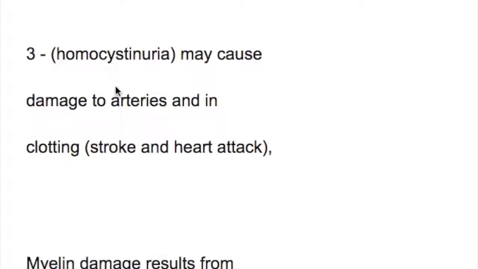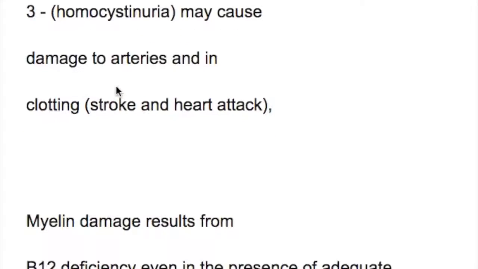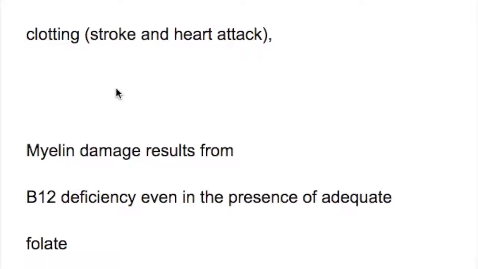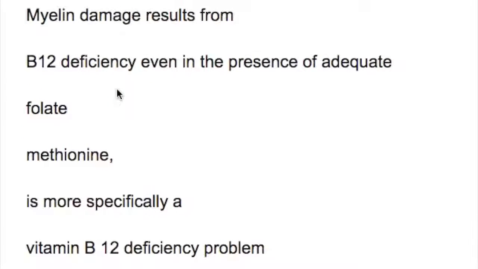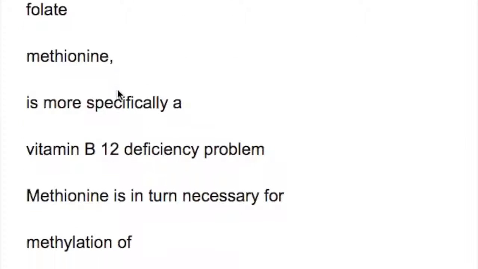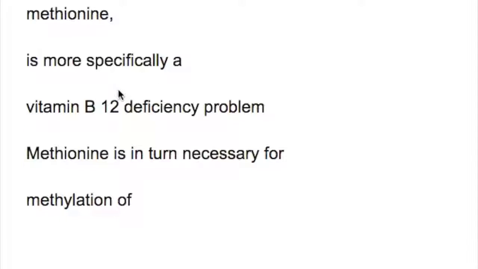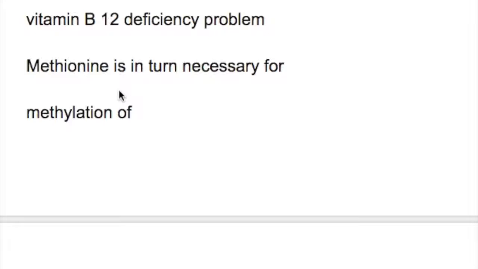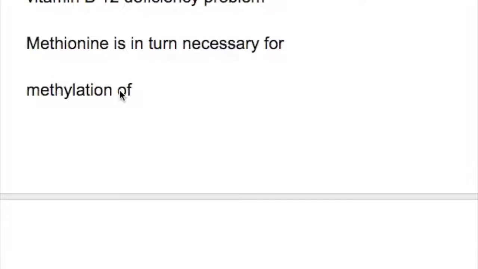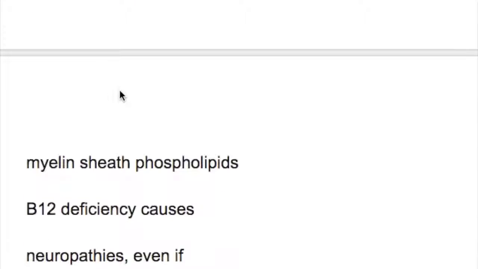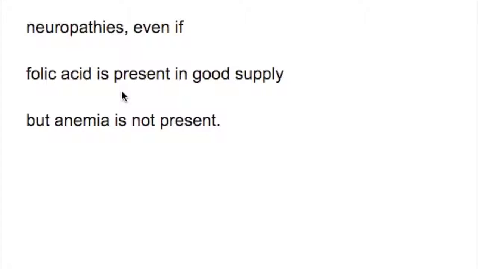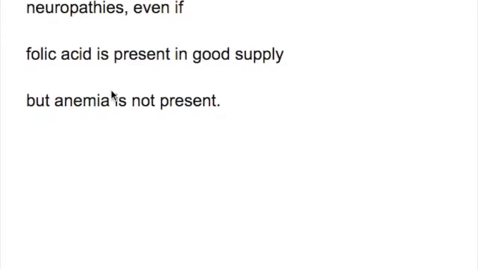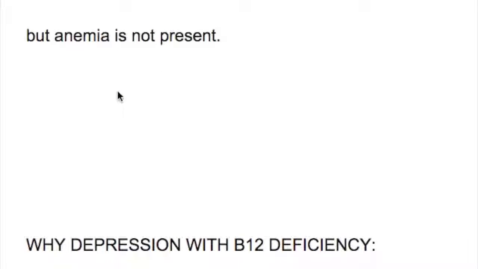Homocystinuria may cause damage to arteries and clotting and may cause strokes and heart attacks. Myelin damage results from B12 deficiency in the presence of adequate folate. Methionine deficiency is more specifically a vitamin B12 deficiency problem. Methionine is in turn necessary for methylation of myelin sheath phospholipids. B12 deficiency causes neuropathies even if folic acid is present in good supply, but anemia is not present.